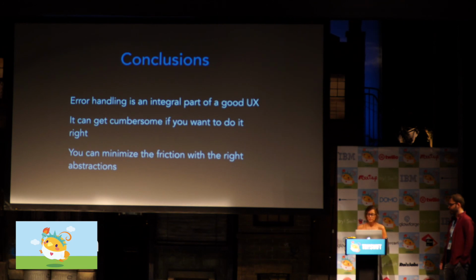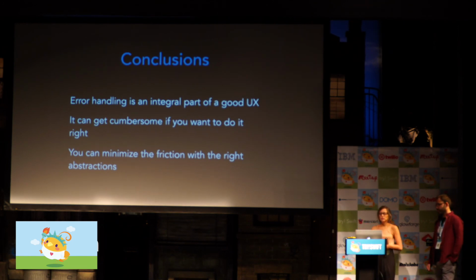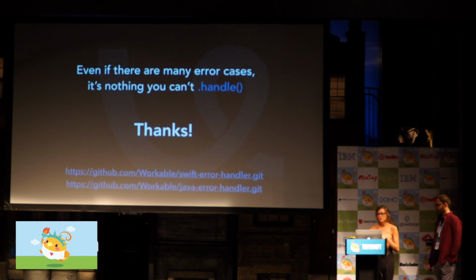So, to sum up, no one can deny that error handling is really a vital part of a good user experience. And it can get pretty cumbersome, especially if you want to consider all cases. But if you use the right abstractions and you really design for errors, you can minimize this friction. So, even if there are many error cases, it's nothing you can't handle.